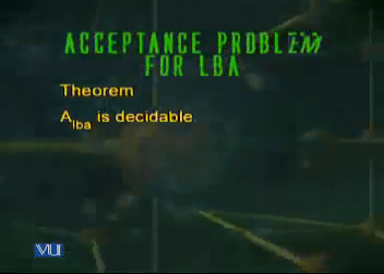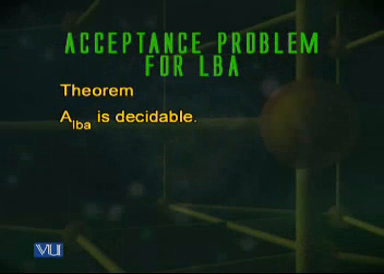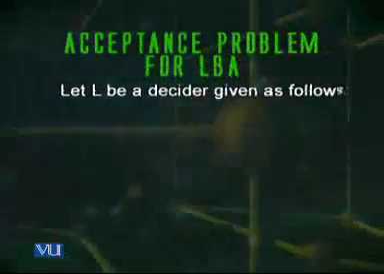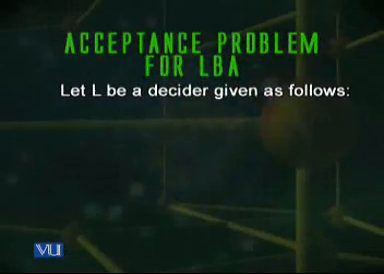Let's have a look. We want to prove that ALBA is decidable. The main point is we can simulate an LBA on its given input only for a finite amount of time to decide if it accepts that input or not. Let's look at a decider for ALBA. Let's formally give a decider which decides ALBA. Let L be a decider given by the following description.